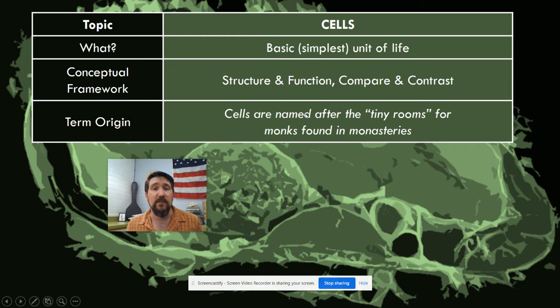Now, the term cell is kind of an interesting one. It actually gets its origin from an English scientist named Robert Hooke. And when he looked at cork bark, he thought that the individual cells of a cork bark reminded him of the tiny rooms that monks lived in their monasteries, also known as cells. We still use the term today for tiny rooms, such as a jail cell.